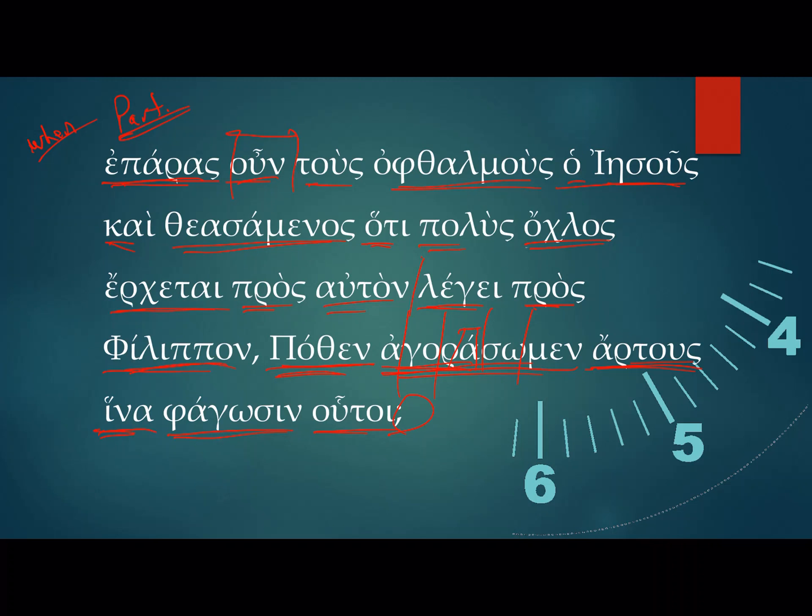Hena is in order that, or so that. Hena phagosin hutoi. Hutoi is our demonstrative pronoun. And notice that omicron, iota on the end of it, pointing out this is our nominative. Where will we buy bread in order that, or so that, these, the crowd he's talking about, these might eat. Phagosin, might eat.